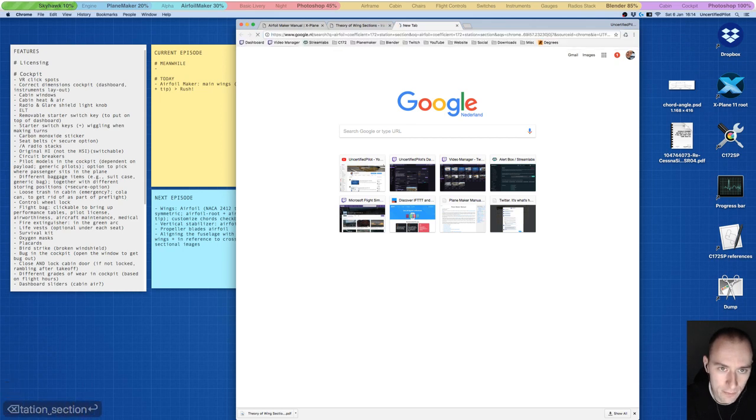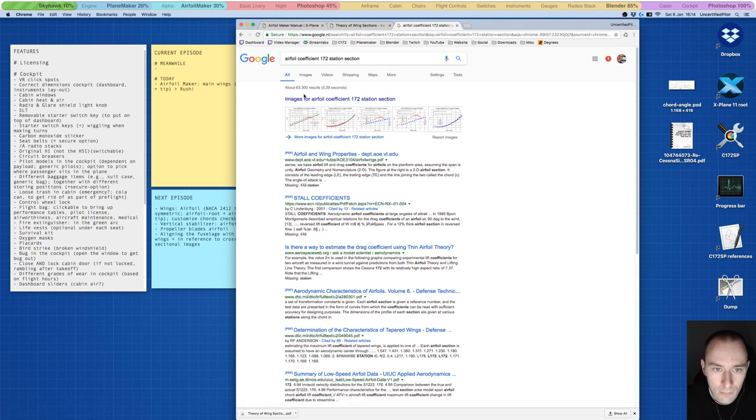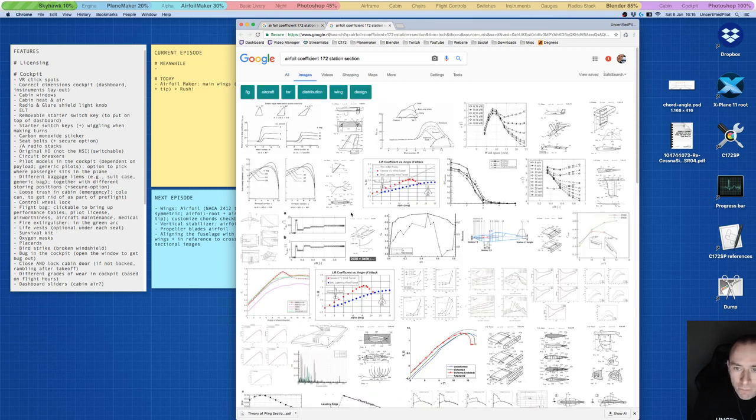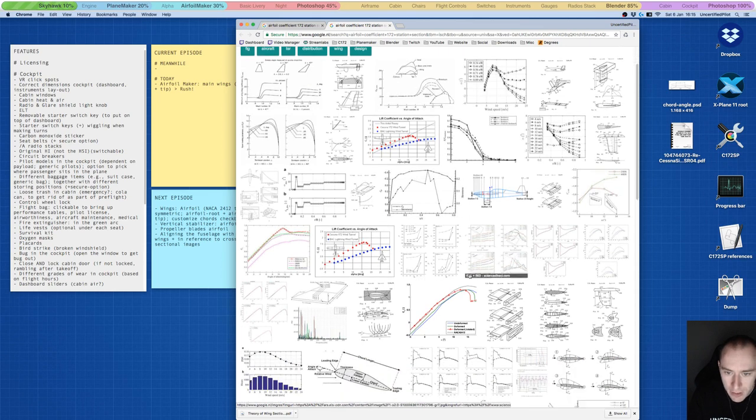Airfoil. Coefficient. Well, of lift, but let's just make it coefficient. 172. Let's make it just 172. Station or section. Airfoil and wing properties. Stall coefficient. Looks good. Let's have a look. Nothing that really represents what we were looking at in AirfoilMaker.